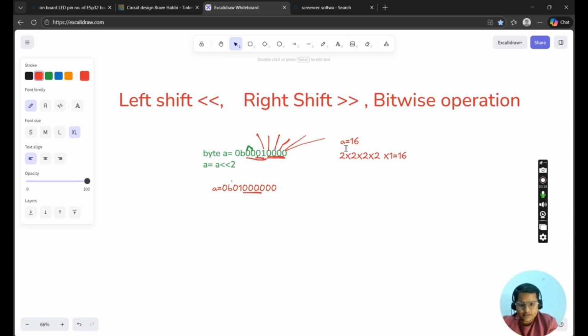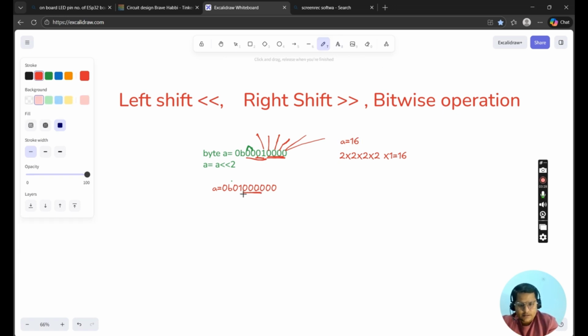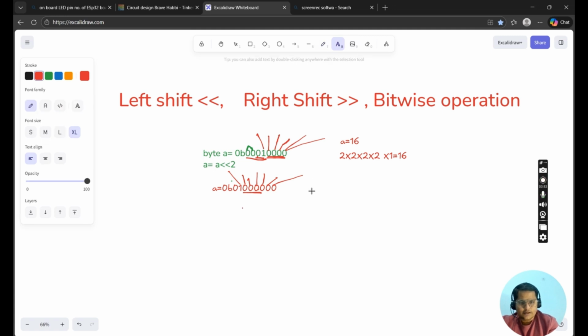Now after the shift, what is the value of this A? After the operation, what is the position of 1? 0, 1, 2, 3, 4, 5, 6. Now 1 came on the 6th place, right? So what will be the value of A? Again we have to multiply 6 times. 2 into 2 into 2 into 2 into 2 into 2, and then into 1. What will be the value? 2, 4, 8, 16, 32, 64.